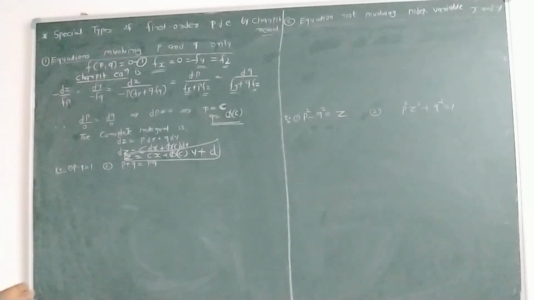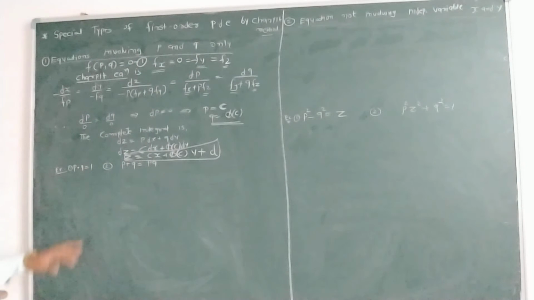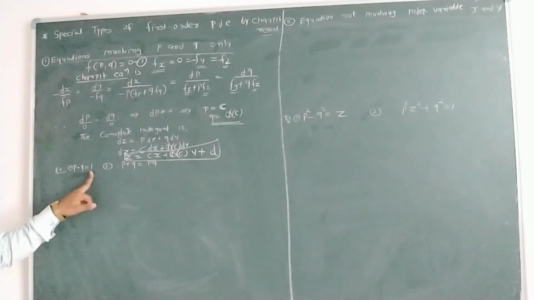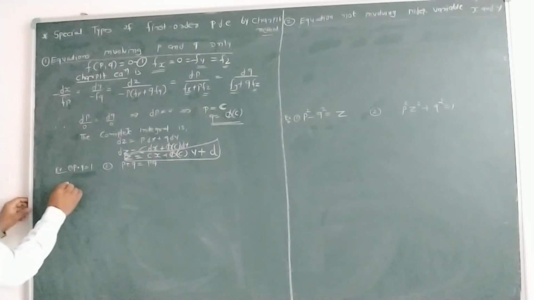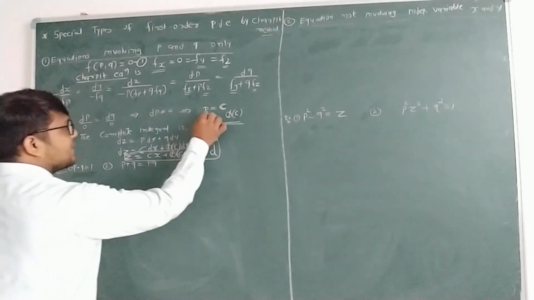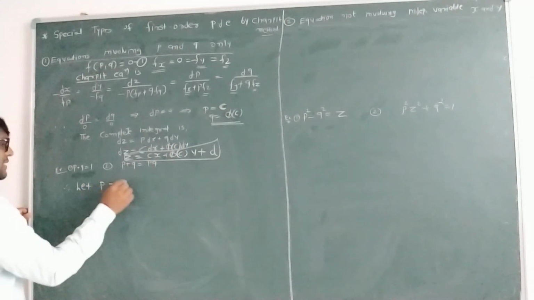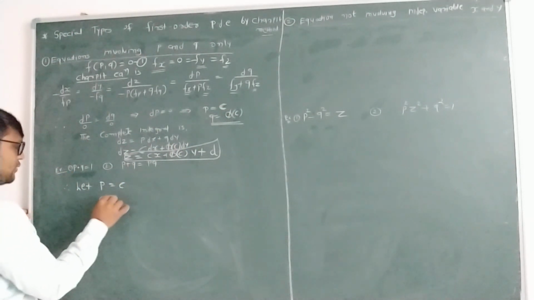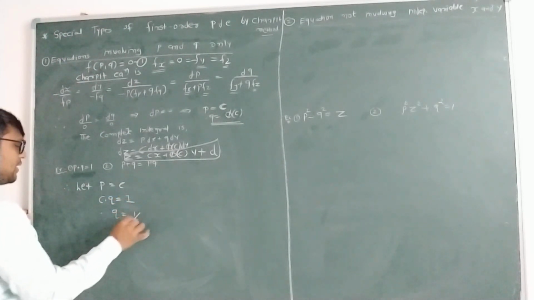Let's see an example: pq = 1. Here you can see that this is a function involving only p and q. Therefore, by this result we can say that p = c. So let p = c. Put p = c in this equation, so c q = 1. Therefore, q = 1/c.